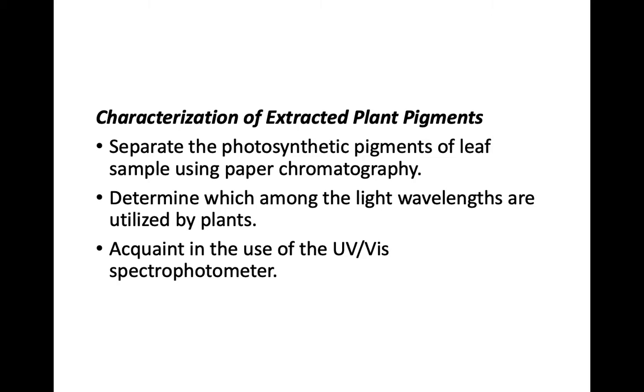In this module, we're going to extract plant pigments and characterize them. Since plants are photosynthetic organisms, they have photosynthetic pigments that are useful for catching light from the sun, and then utilizing it for the subsequent processes of photosynthesis. We're going to demonstrate how you can extract photosynthetic pigments from plants, and then characterize them using chromatography and spectrophotometry.